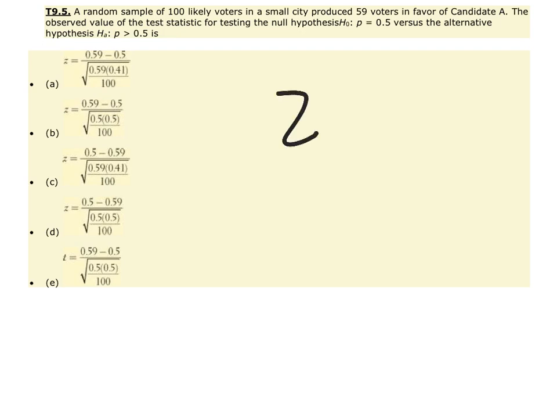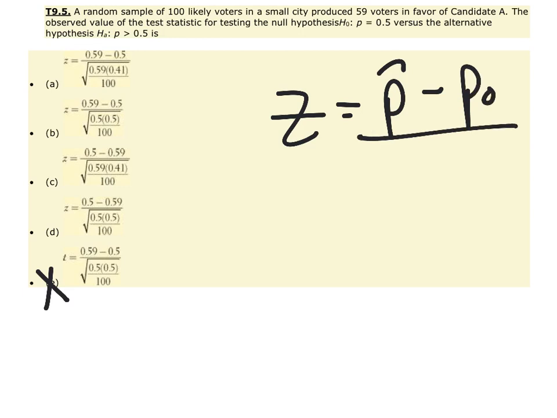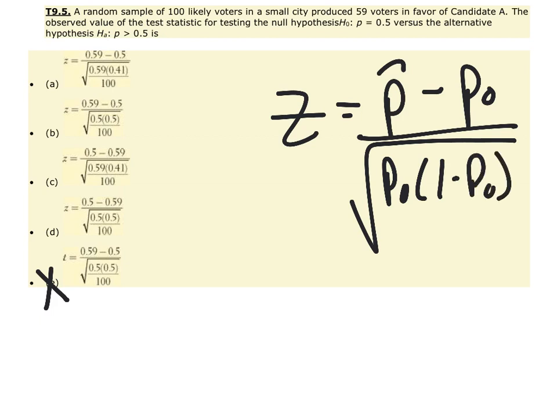So from that alone, we can automatically cross off option E. It cannot be a T statistic. So then go back if you need to on your formula sheet for the test. If you look at the formula for this, it's going to be p-hat minus p-naught divided by the square root of p-naught times 1 minus p-naught over n. Based on that, we should be able to see the connection. The correct answer here is going to be B.